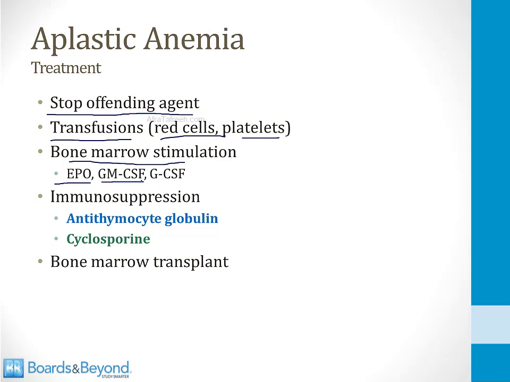GM-CSF is granulocyte macrophage colony stimulating factor, and G-CSF is granulocyte colony stimulating factor. These can both be administered to increase the white blood cell production from the bone marrow. As I mentioned before, immunosuppression is sometimes done with anti-thymocyte globulin and cyclosporin. Other immunosuppressants are also sometimes used. And then finally, bone marrow transplant can be curative in patients with aplastic anemia.